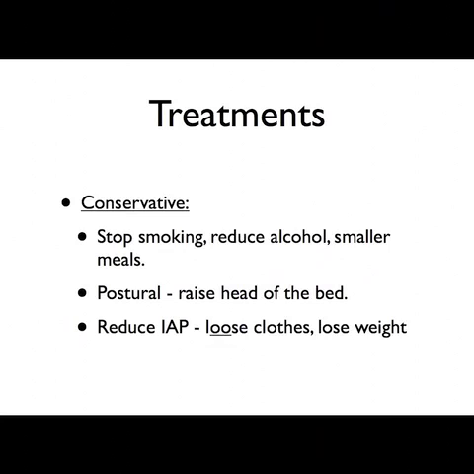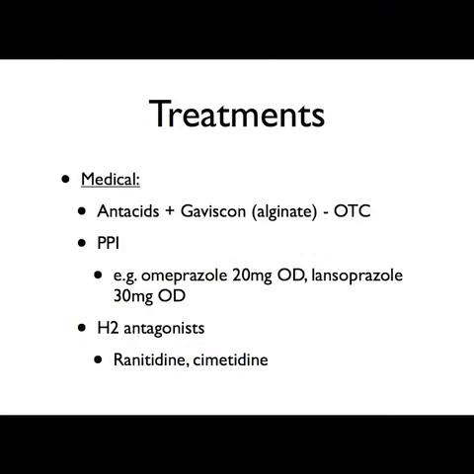Gastroesophageal reflux disease, conservative treatment: lifestyle stuff, decrease the abdominal pressure, lose the weight, postural stuff. Medical management, basic stuff first. You can use antacids, such as Rennie and Gaviscon. These can be effective, and a lot of patients simply don't come to their doctors, they buy them over the counter and use them.